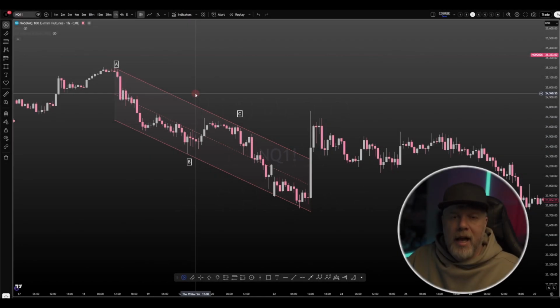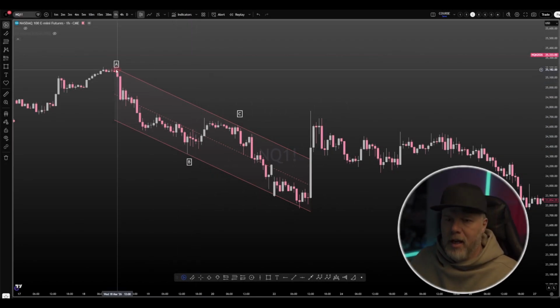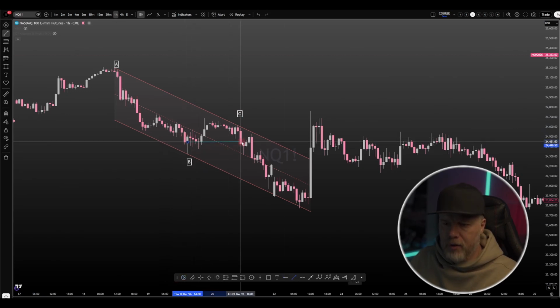3 points, A, B, and C. As you can see, we've got point A, we've got point B. Now what validates C is when we close below point B, right? When we take out B's lows, that is what validates point C.